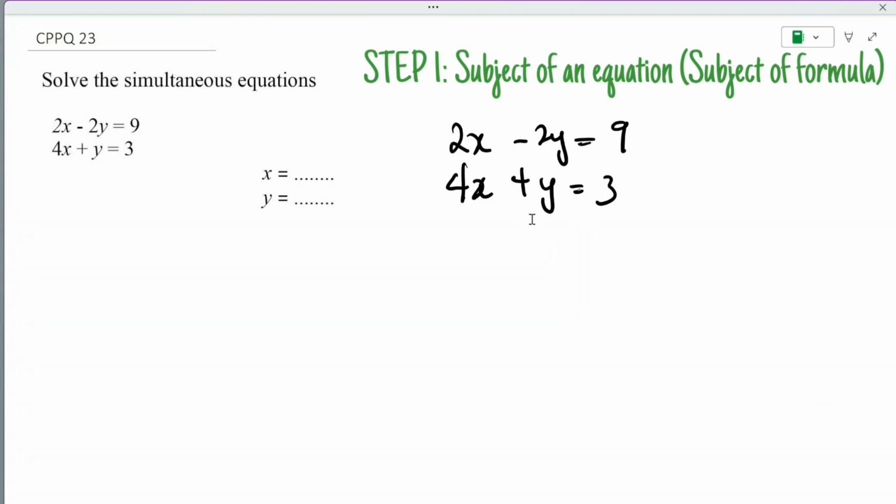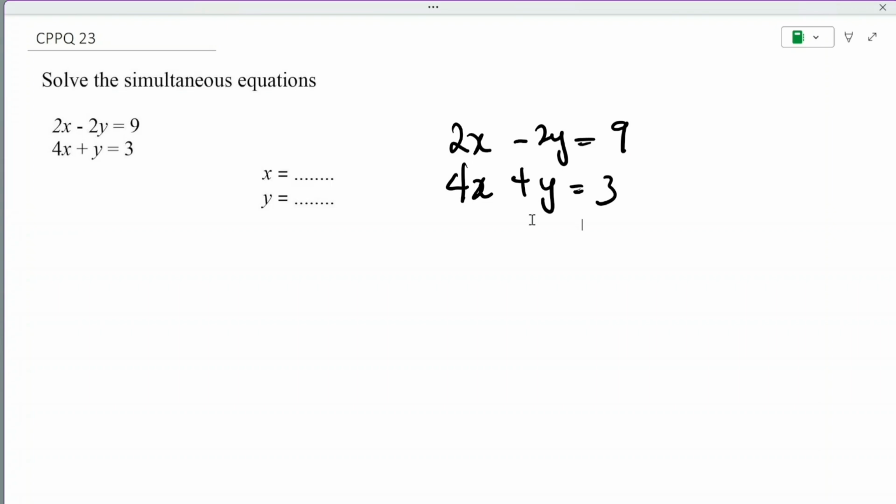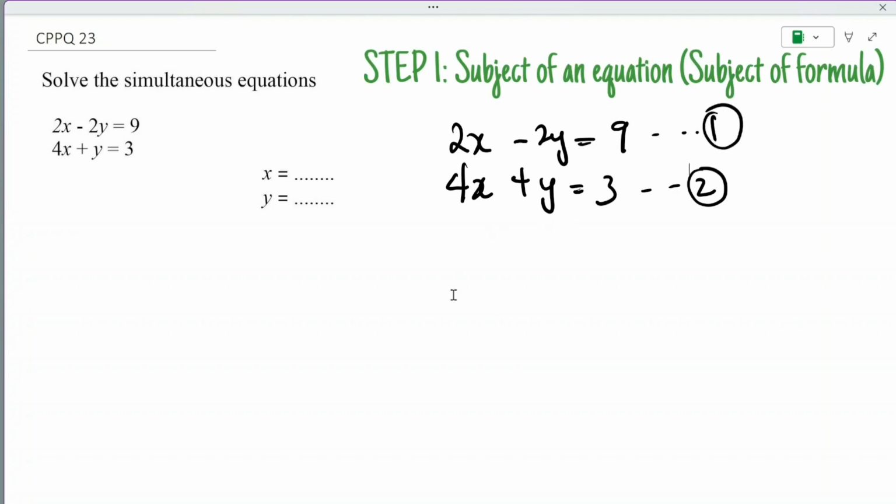This makes it easy. It's not that you can't solve the question with a coefficient different from +1 or -1, but it's easier when you work with the one where the coefficient of the unknown you are trying to make the subject of the equation is +1 or -1. In this case, let's take this y where its coefficient is +1. So we take equation 2, this is equation 2, and this is equation 1. We take equation 2 and make y the subject of the equation, or subject of the formula.